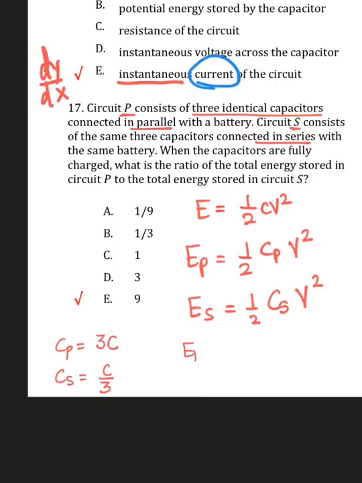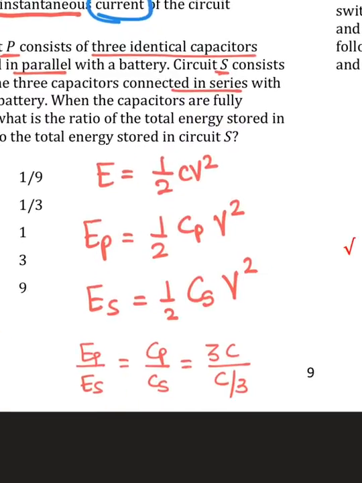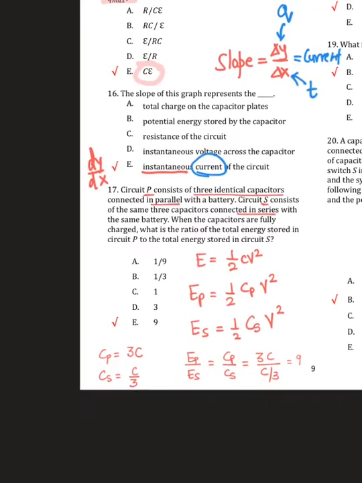So EP over ES will be equal to, half will get cancelled, V square will get cancelled, so I can write it as CP over CS. CP is 3C and CS is C over 3. So 3 will go up, C will get cancelled, and we'll get this ratio as 9.